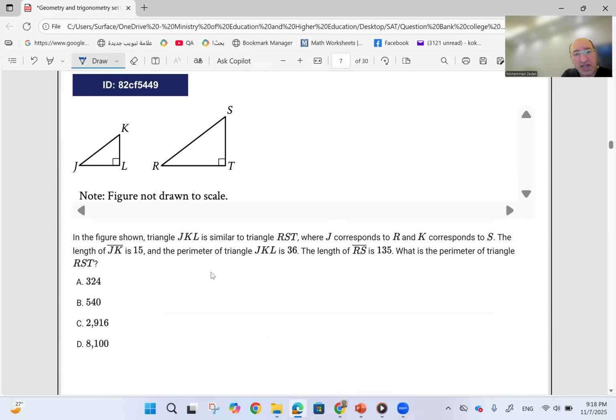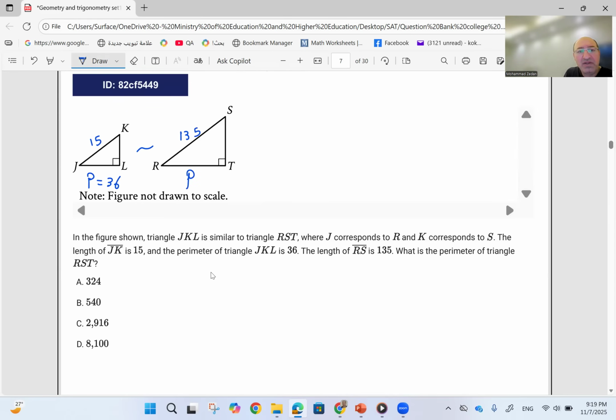In the figure shown, triangle JKL is similar to triangle RST, where J corresponds to R and K corresponds to S. The length of JK is 15. JK here is 15 units, and the perimeter of triangle JKL is equal to 36. The length of RS, the corresponding side of JK, is 135. Of course, the shapes are not drawn to scale. What is the perimeter of triangle RST?